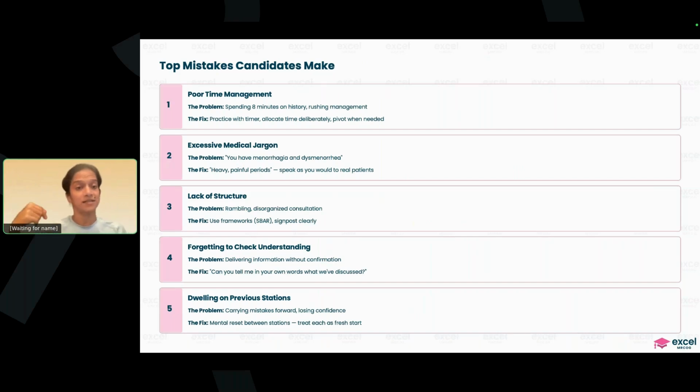Only when you practice and practice good enough, you get the hang of taking history in 4 minutes. Initially that problem will be there. You need to just practice and get better and better at taking history. Initially you will also have the problem of excessive medical jargon. You will say uterus, you will say cervix, you will say Dopplers and all these medical terms. You will also have lack of structure initially.